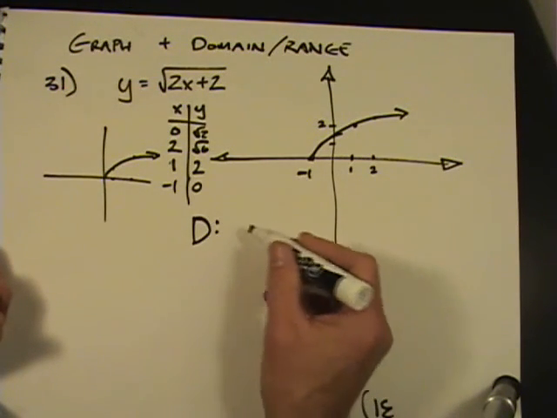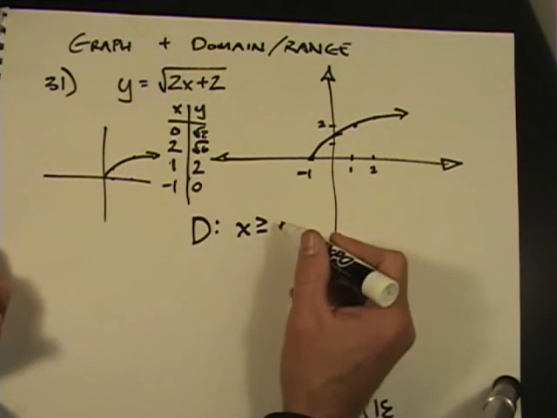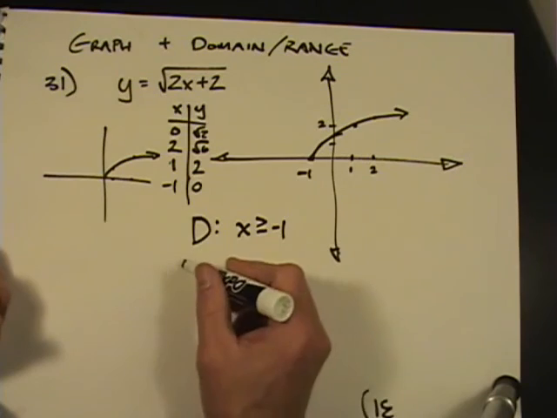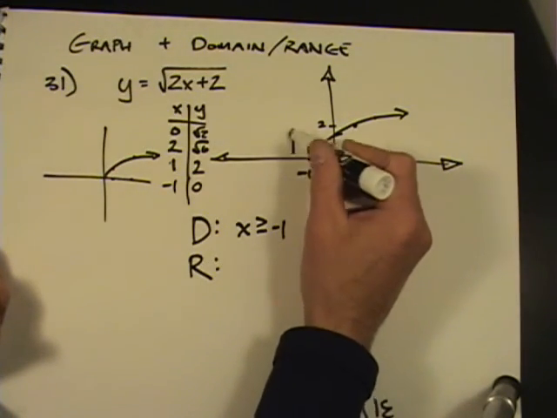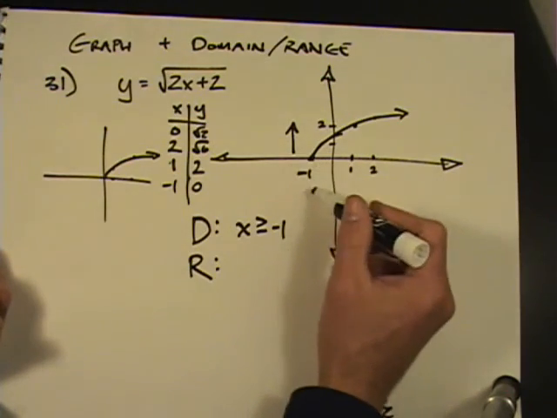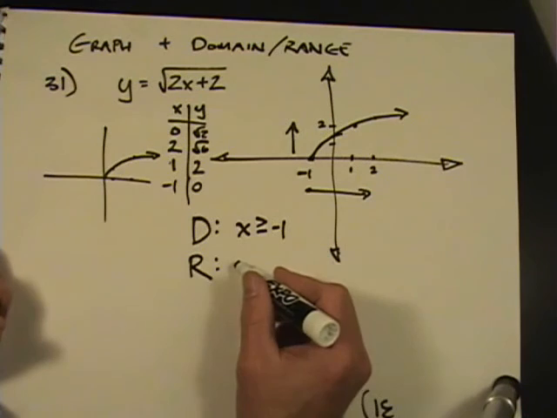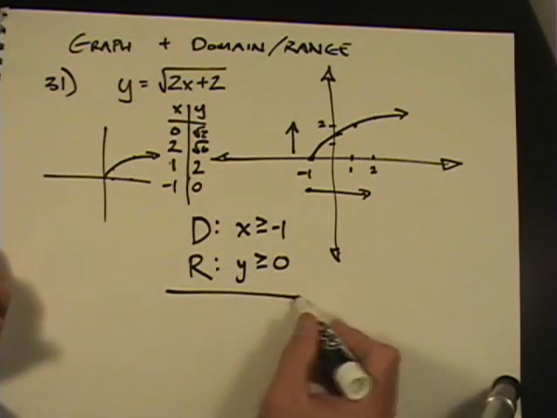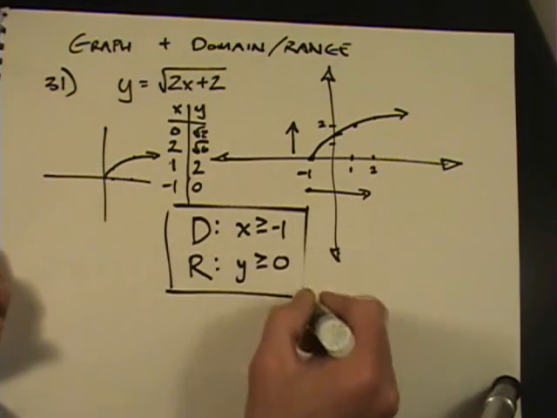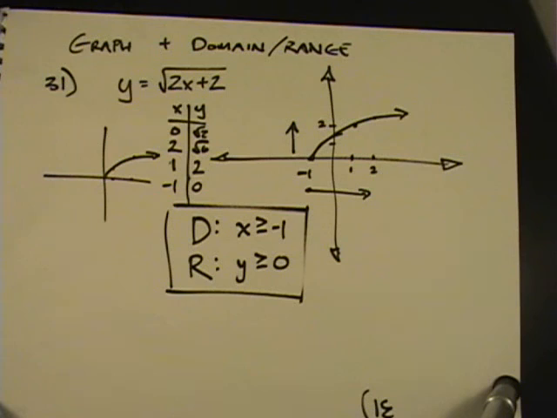So my domain then, I'll write my domain just shortcut like this. We can assume it's all real numbers, except that x must be greater than, or it can be equal to, negative 1. My range then are the numbers coming out, and you can see they're going to start here and then go up, whereas my x values start here and go over. So it's simply going to be all numbers y that will be greater than or equal to 0. So that's the domain and range for that problem. Alright, why don't you guys try problem 32, and that'll be a great start to this section.